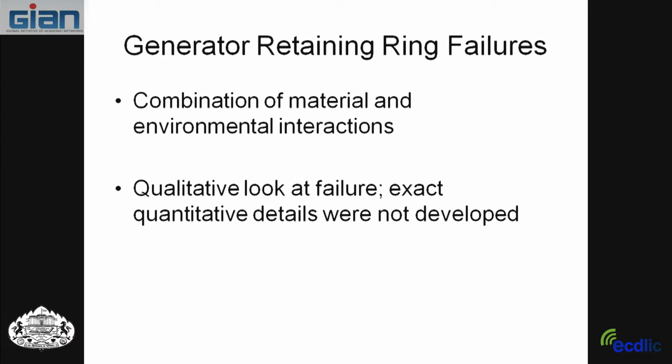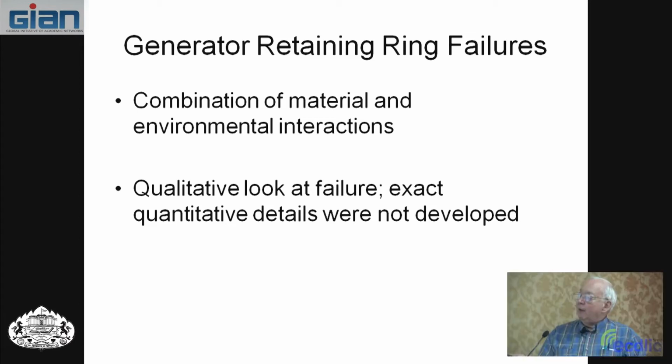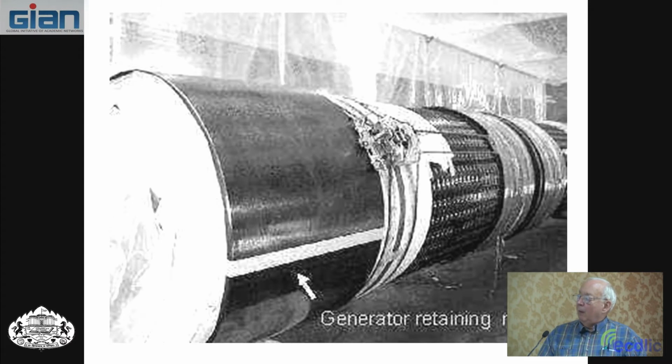Questions, comments? This is a second example, generator retaining ring failures, and this combines material and environmental interaction. So a chance to do what we did yesterday with the environmental influence. And most of what was done here is qualitative. Exact quantitative details weren't always developed, but qualitatively we tried to solve the problem.